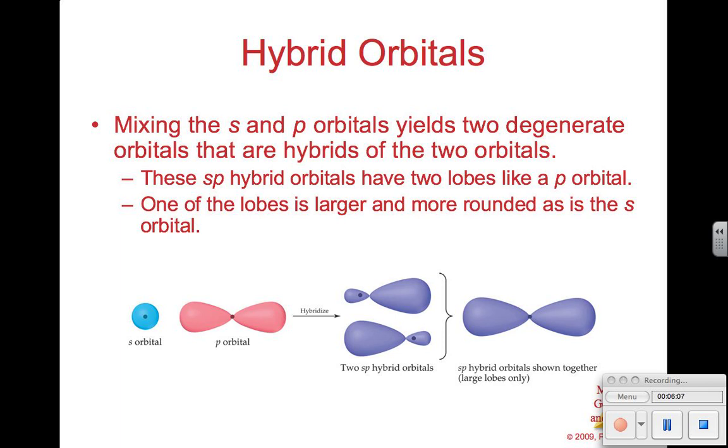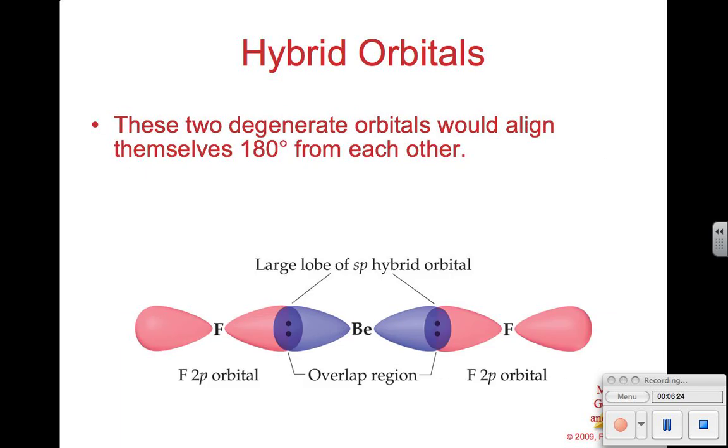So think of it as you've got those two sp hybrid orbitals sitting there, your atom's in the middle, and you have two lobe regions where that atom is going to share electrons to create two bonds. So that's why beryllium always forms two bonds. It has an sp hybridized orbital.